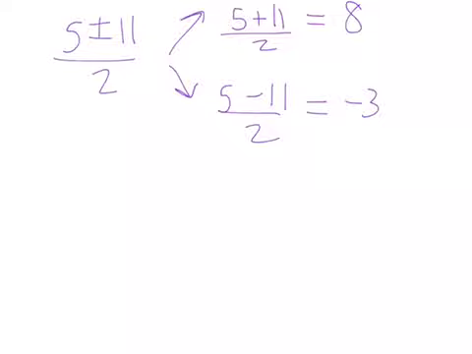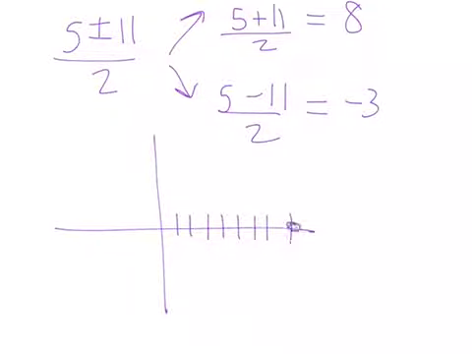Think about why there would be two answers. Think about what we were really looking for at the beginning. At the beginning it said x equals. That means these are my two x values. So that means my graph is going to cross at 8, and my graph is going to cross at negative 3. So what you guys just found using the quadratic formula were your two intercepts.